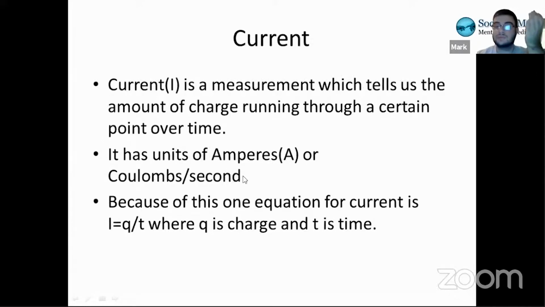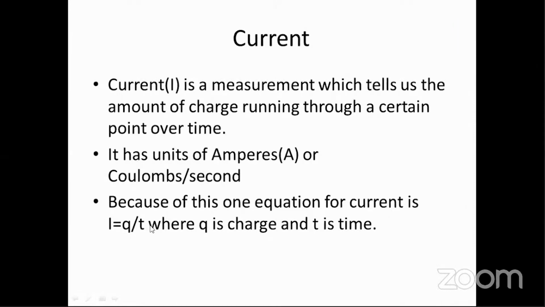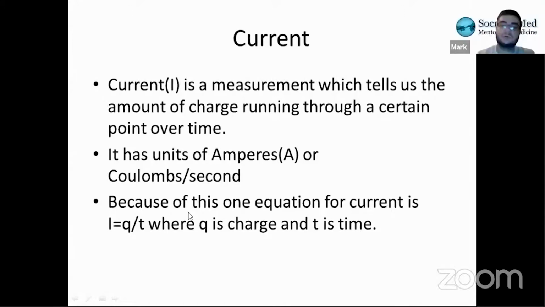Because the units are coulombs per second, one equation that we can use to find current is I equals Q over T, where Q is charge and T is time, right? If you look at the units, the unit for Q is coulombs, the unit for T is seconds. So coulombs per second is Q over T, right? This is an important equation that you probably should know.